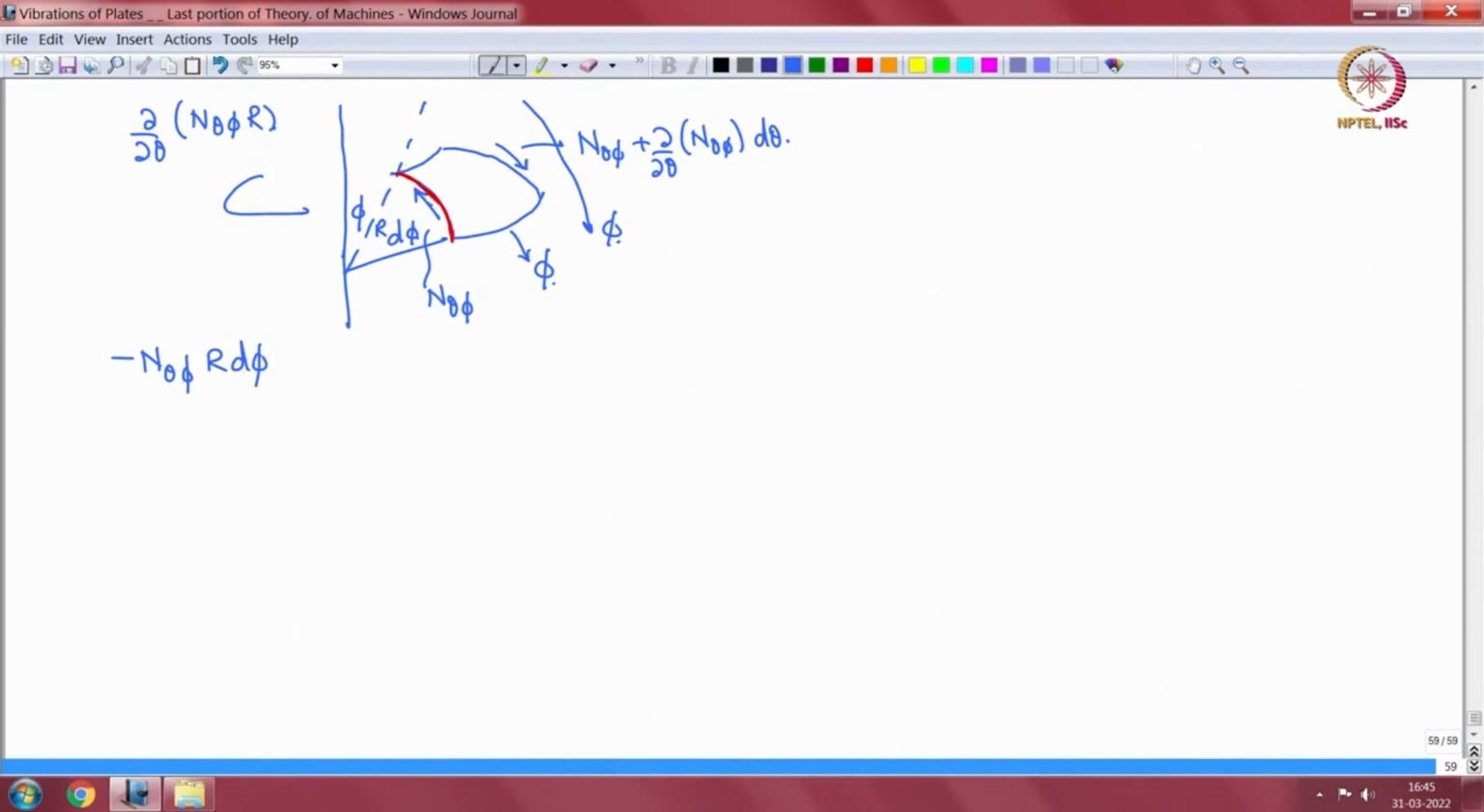Okay, so now it's a full force, plus the other side, n theta phi plus del n theta phi by del theta d theta, is the force resultant, again into r d phi. So this first term will cancel out, and I will end up with del theta n theta phi into r, and outside I have d theta d phi. So it's exactly that term.